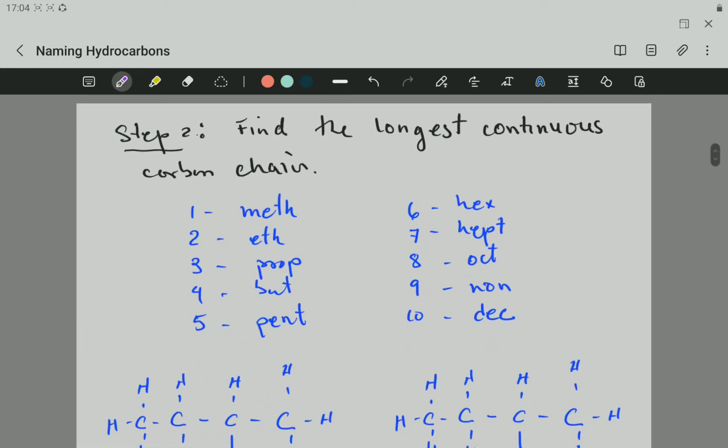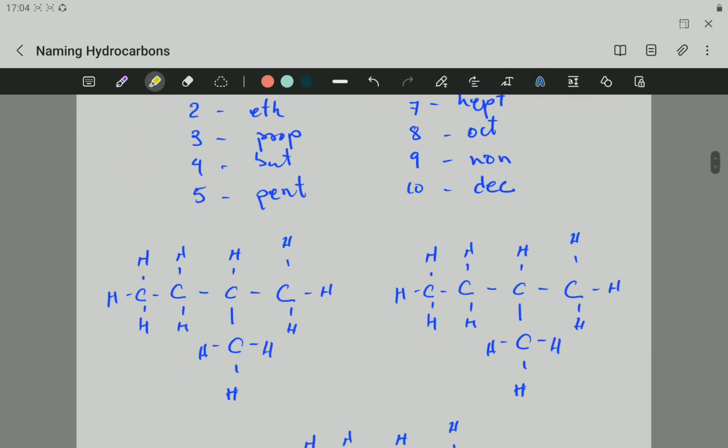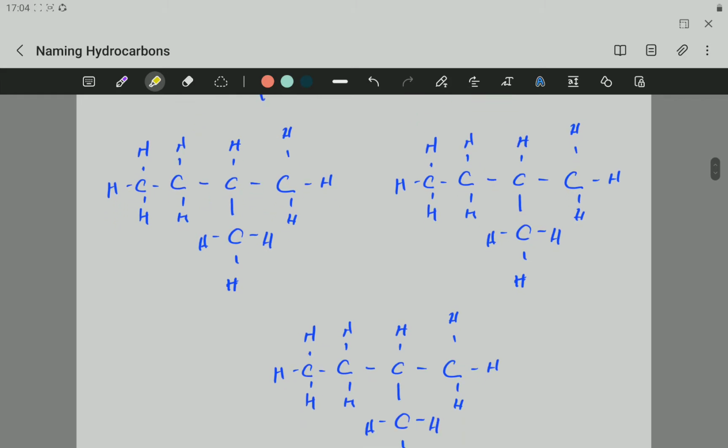Now, in step number 2, we're going to find out the longest continuous carbon chain. So we have to make sure we determine which one is the longest continuous one, and we are going to make sure we write the following prefixes here. So if it's only one carbon, we write meth. If the longest carbon chain has 3 carbons, then it's prop, and so on. I'm not going to read through all of them. So make sure you identify the longest one, okay? So we have the 3 compounds here. We have 3 different options. That is why I drew the same compound 3 times.